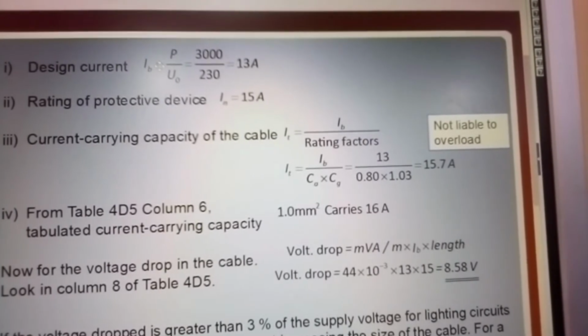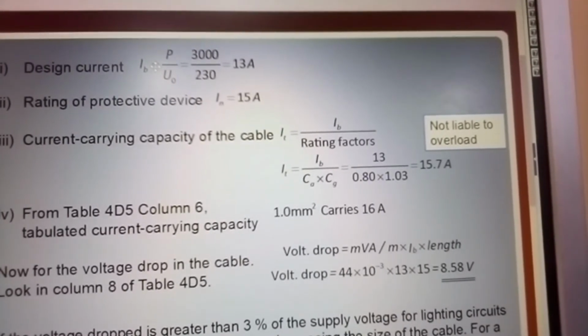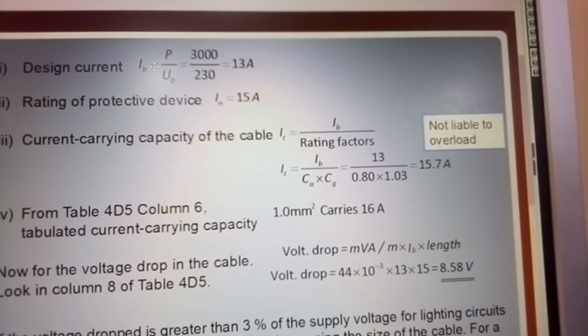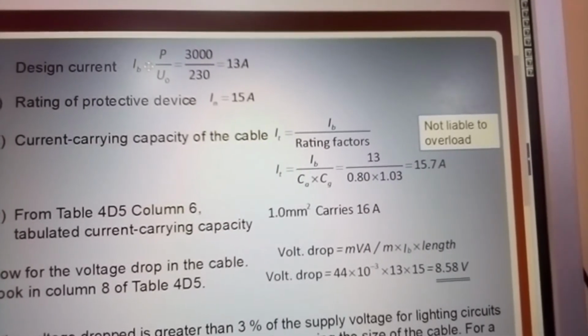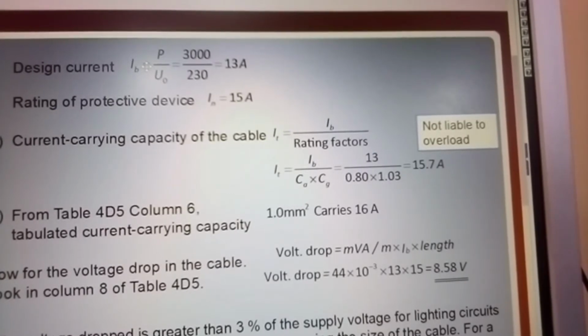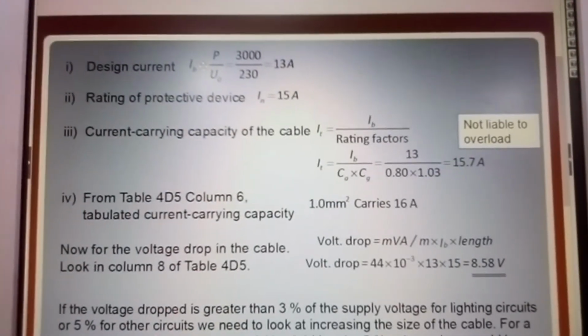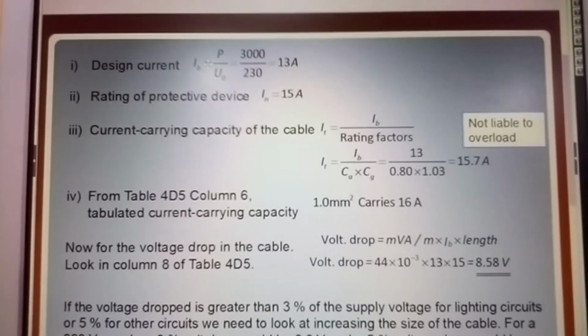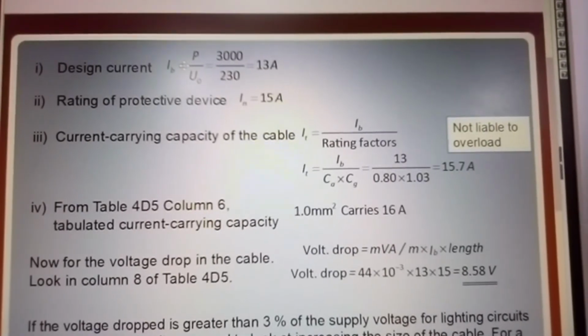Now for the voltage drop in the cable, look in column 8 of table 4D5. Volt drop equals millivolt per amp per metre times IB times length. Volt drop equals 44 times 10 to the minus 3 times 13 times 15 equals 8.58 volts. And that's giving us a volt drop of 8.58 volts. Now again, remember to look up this information for yourselves. This is purely an example, okay?